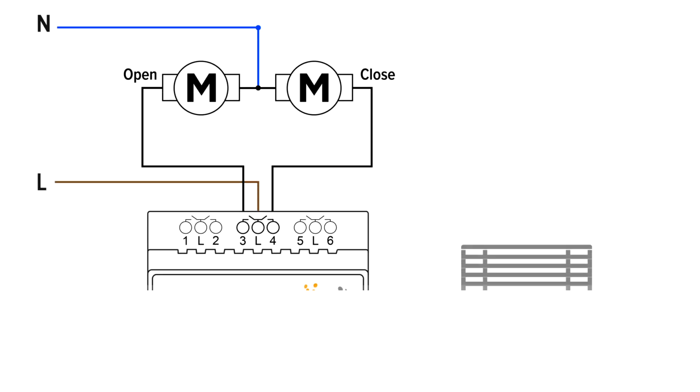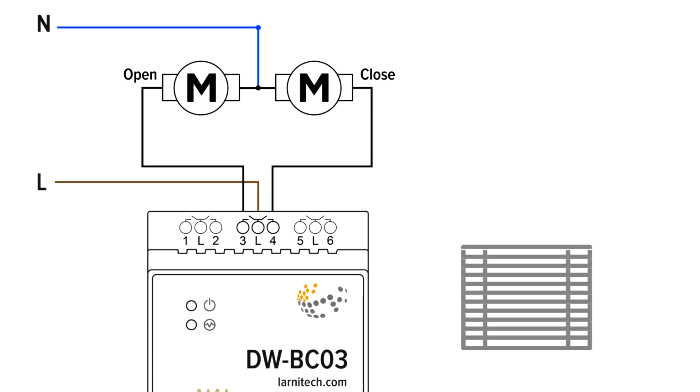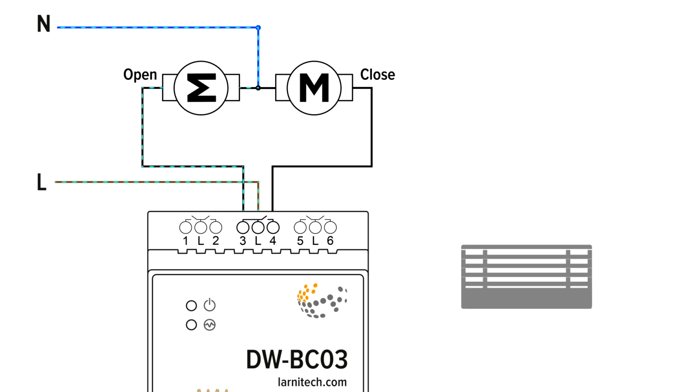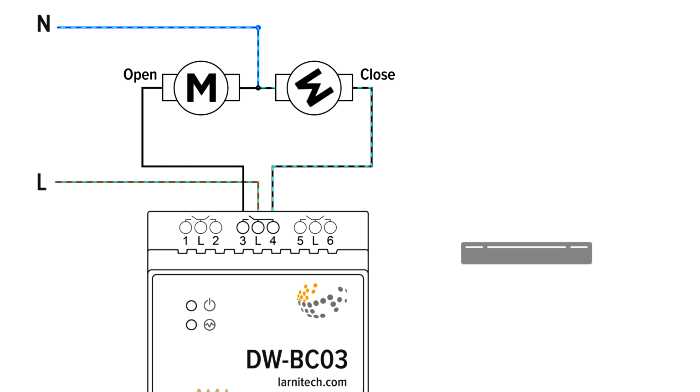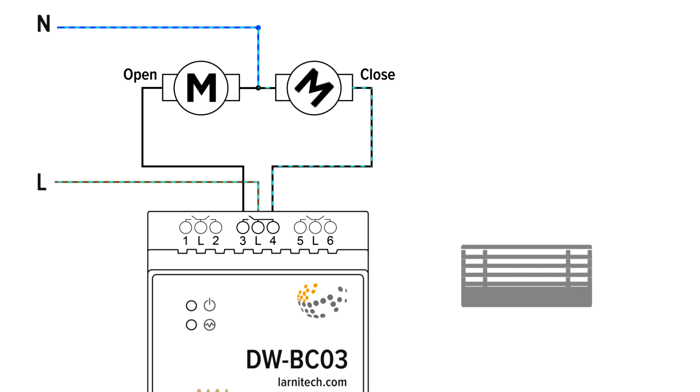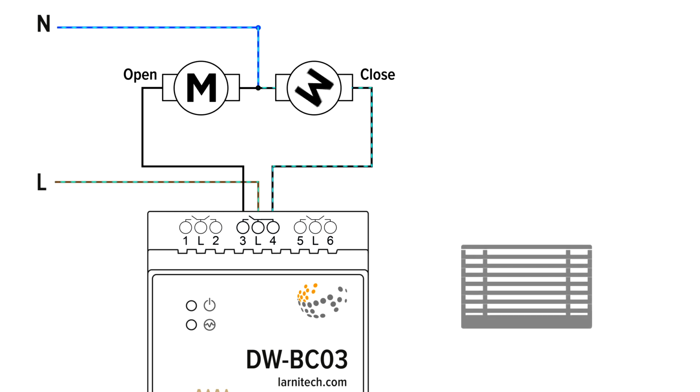Curtains, blinds. Drive units for blinds and curtains can be simplified as two motors, one for opening and the other for closing. The drive must have limit switches that disconnect the motor when the end position is reached. To control such drives, two relay channels are used, one for supplying voltage to the opening motor and the other for the closing motor.